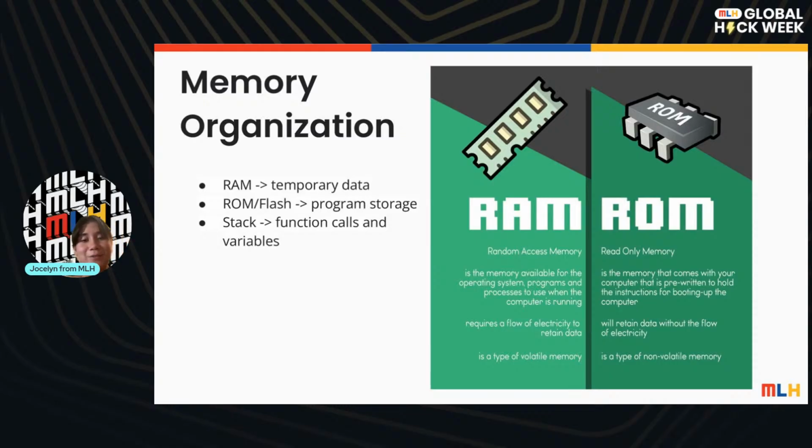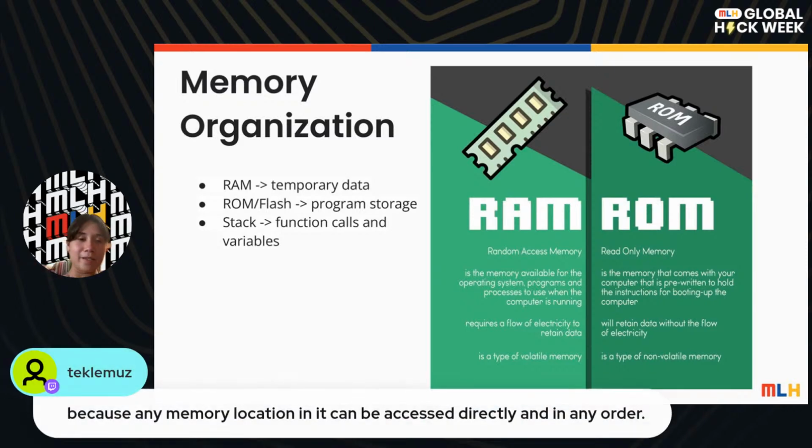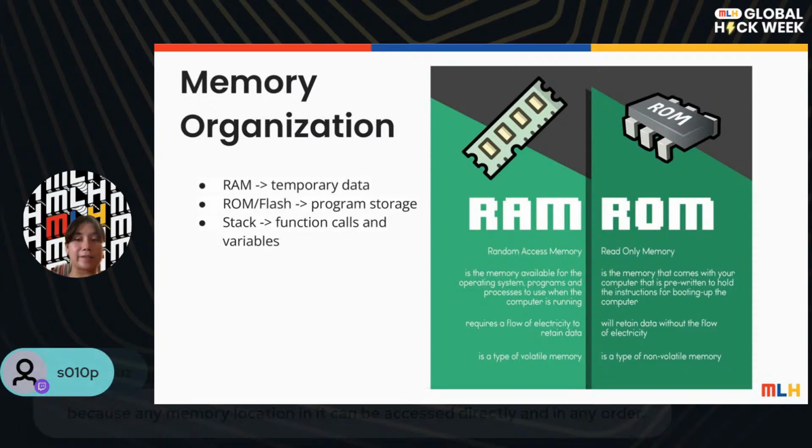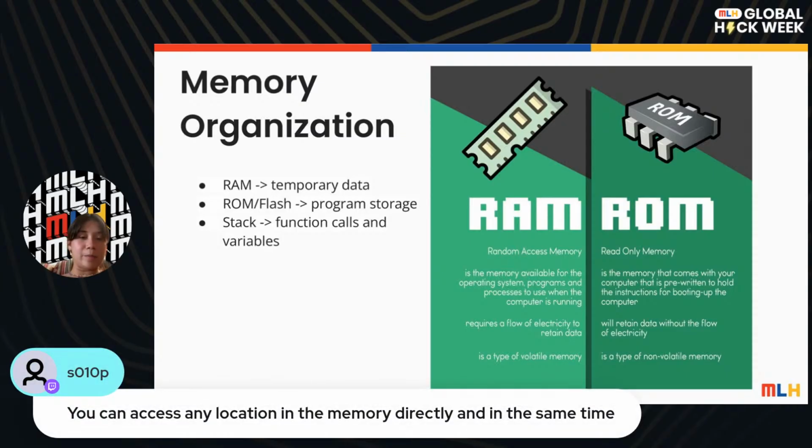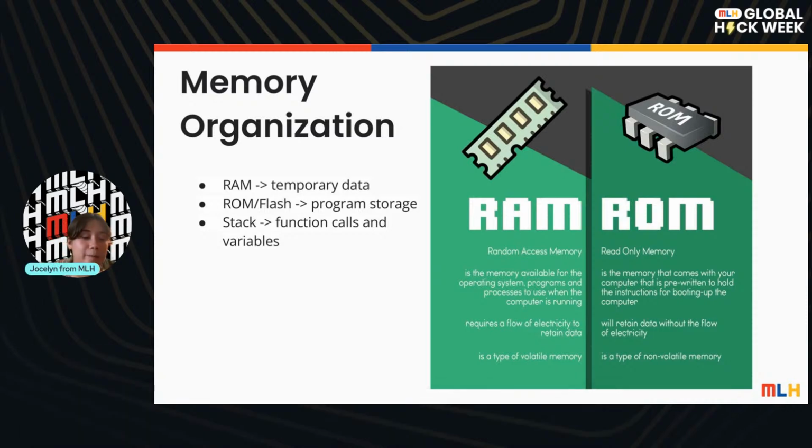And hopefully now the chat also knows, because I'm pretty sure that's a very common question that, if I was a teacher, I would ask on an exam. Like, why is a RAM called random access memory? That would be a very interesting exam question, because any memory location in it can be accessed directly and in any order. Oh, I loved your explanation of it. It's very simple and very direct. You can access any location in the memory directly and in the same time. Okay, that sounds about right. Okay, thank you, hackers, for hopping in and doing some awesome explanations. Honestly, I always like how you describe things.